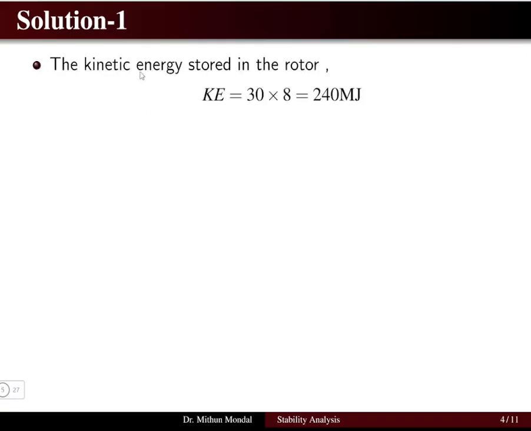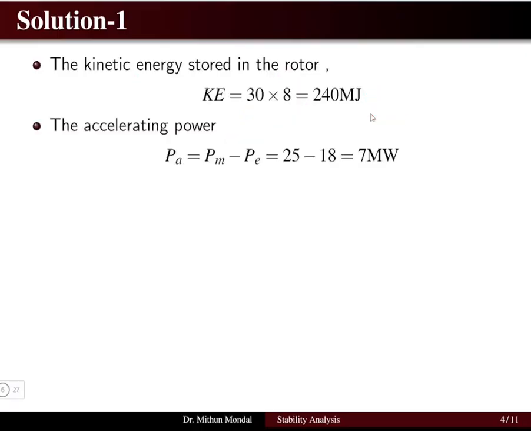So having said that, the kinetic energy stored in the rotor is basically the MVA rating of the machine times the inertia constant. So we have 30 MVA as the rating of the machine and the inertia constant being given as 8 megajoule per MVA. We will get the kinetic energy of the system as 240 megajoule. Now the acceleration power, which is basically given by the difference of the input power and the output power, which is the difference of 25 megawatt and 18 megawatt. This gives to be 7 megawatt as the acceleration power of the system. So it is mechanical power minus electrical power.